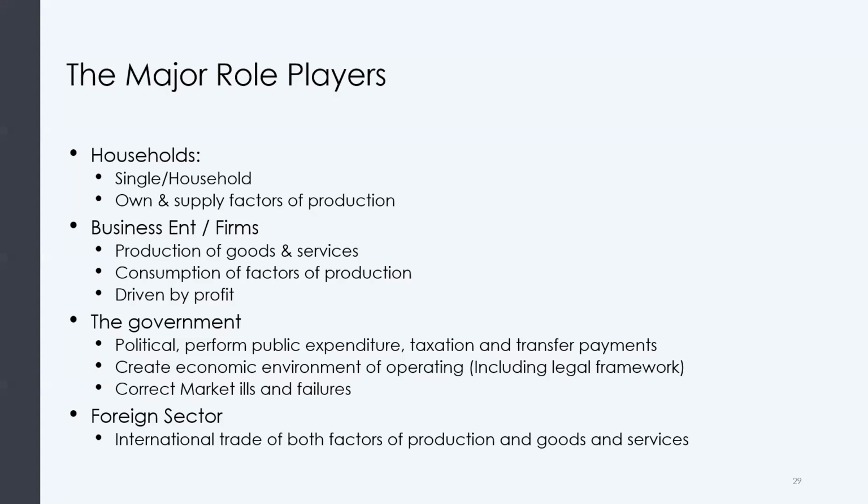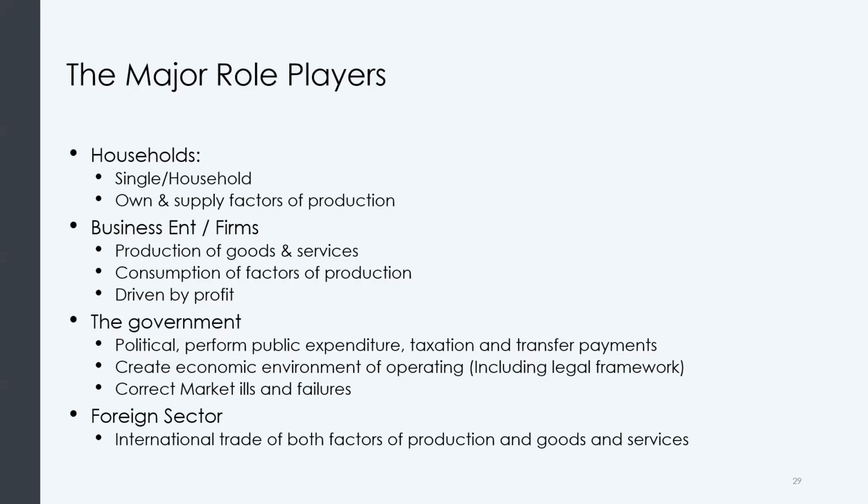Now, there is a relationship that exists between households and businesses. Households are the owners of the factors of production, right? But businesses are the consumers of the factors of production. Businesses go and take land from the households. Businesses go and take labor from the households. Businesses go and take capital from the households. So they consume factors. That's a typical exam question. That's why you see me emphasizing it. They consume factors of production. Businesses consume factors of production in order for them to manufacture goods and services.